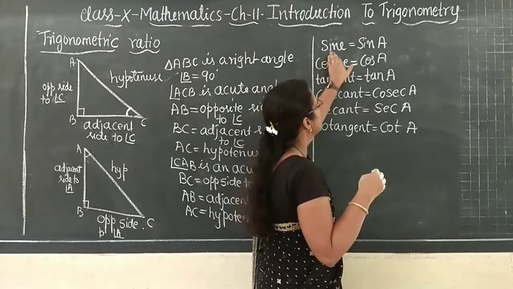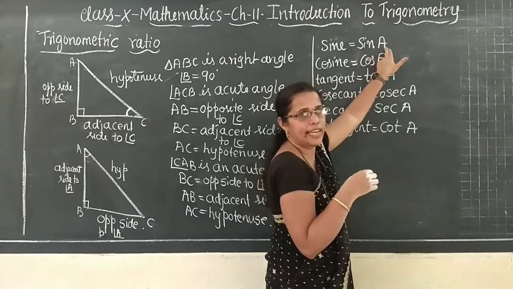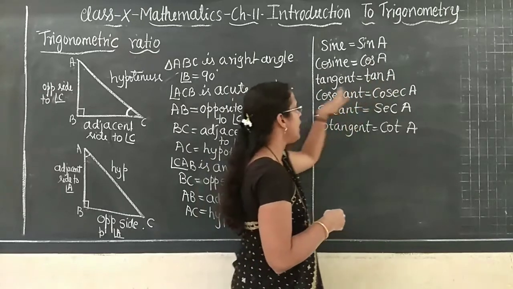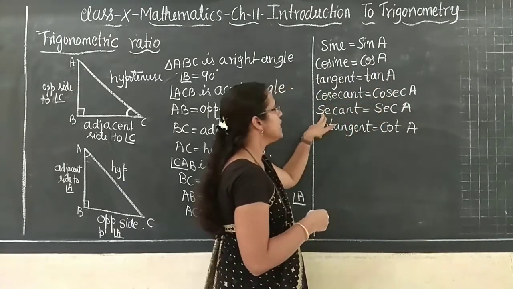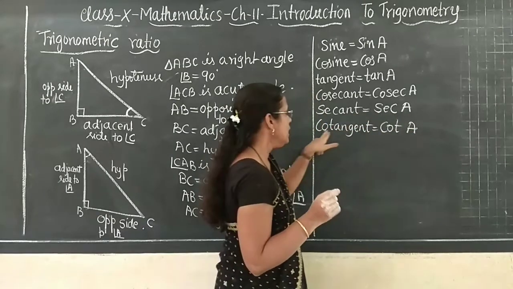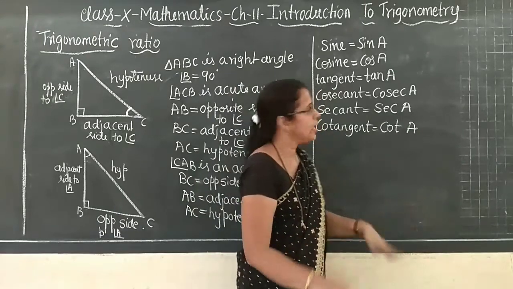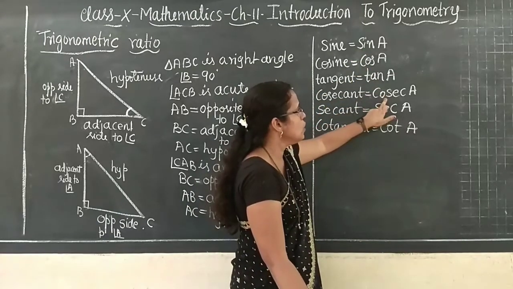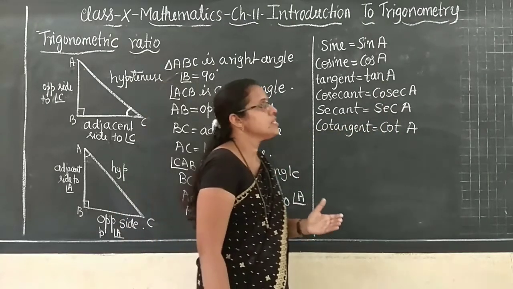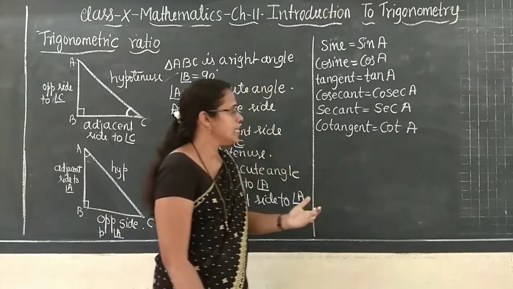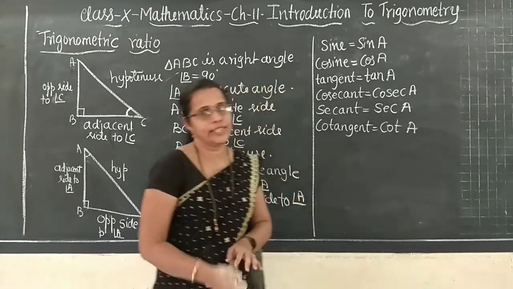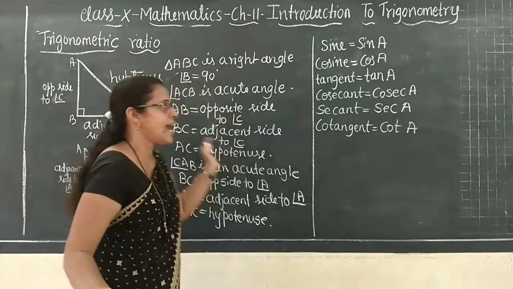Okay, children. Sine can be written as sin. Reading is sine A. Then cosine, cos A. Tangent, tan A. Cosecant, cosec A. Secant, sec A. Secant fully can be written as sec. Cotangent can be written as cot. Okay. Sine, cos, tan, cosecant, secant, cot. Is it okay? So like this, how to write its ratio? Let us see now, children. So I will write that here.